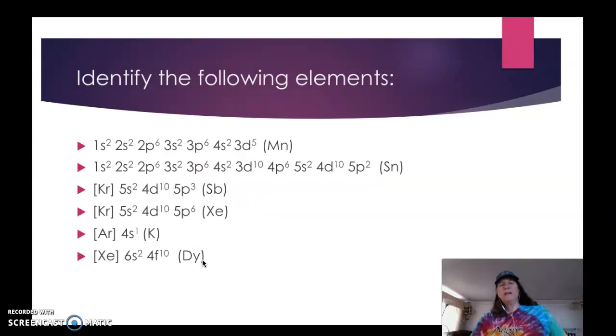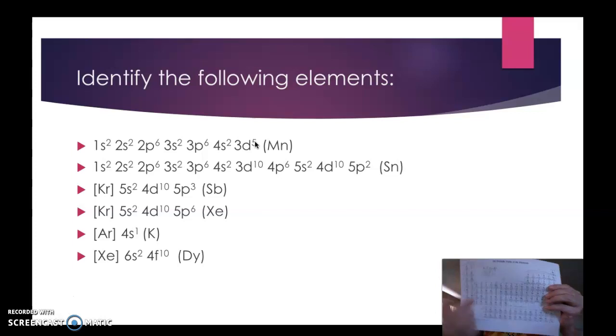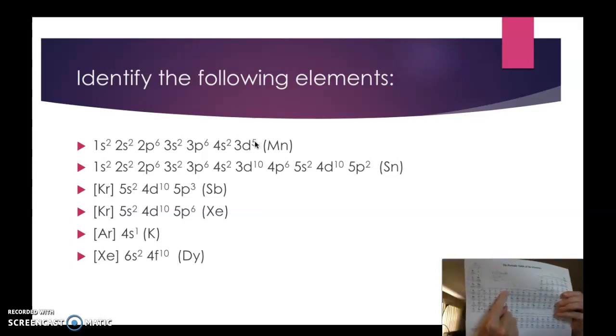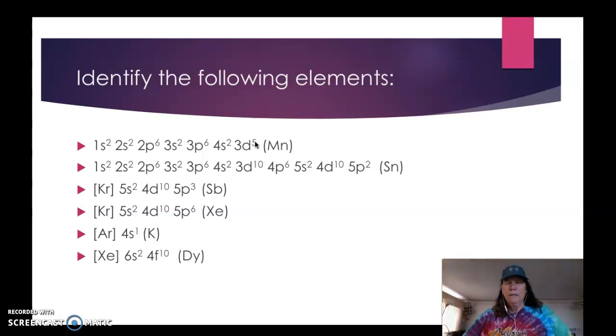All right, so if I'm trying to find these elements, I can go to 3d5, I can go to the column, but it's easier just to add these up. 2, 4, 10, 12, 18, 20, 25, and I look up on my periodic table, manganese, right here, number 25. I hope you can see that. Anyway, this one, same thing. I add them all up, and I get number 50.